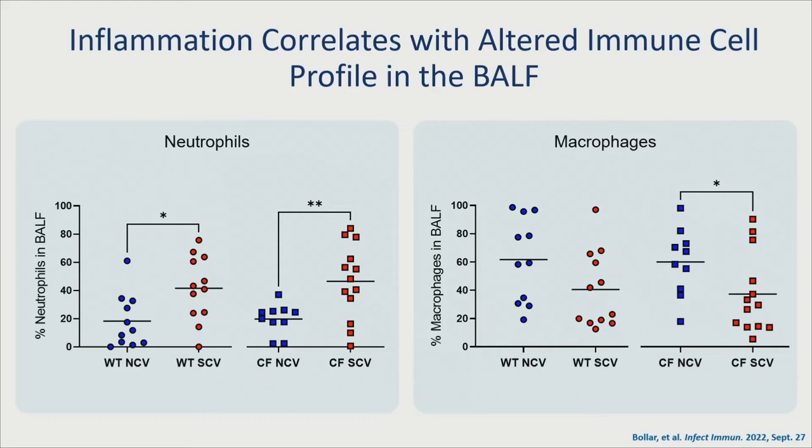When we looked at this in the BALF, we found largely the same results. We found that neutrophils were significantly increased in the bronchial alveolar lavage with SCV infection in both wild type and CF animals, and we again found that only in the context of CF were macrophages depleted.